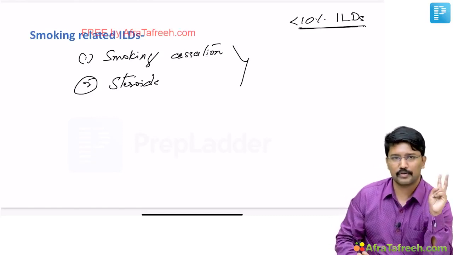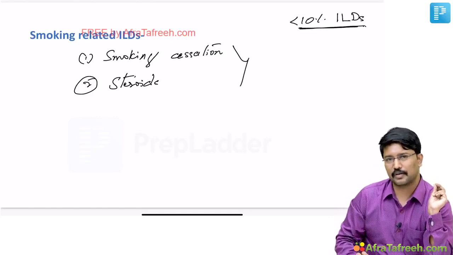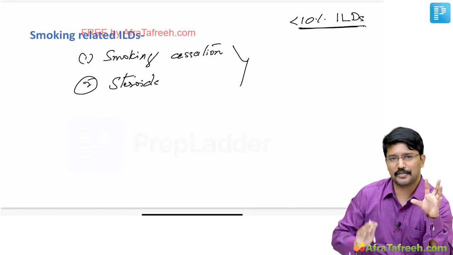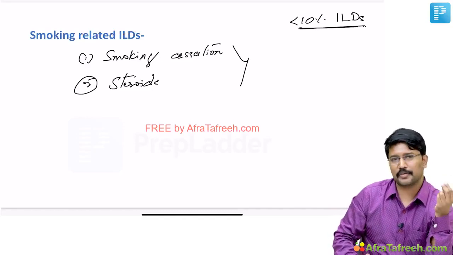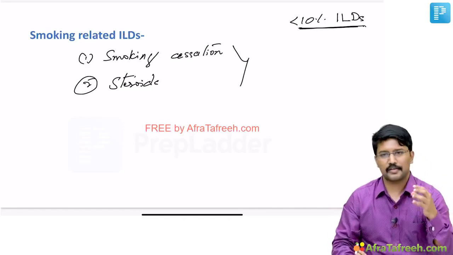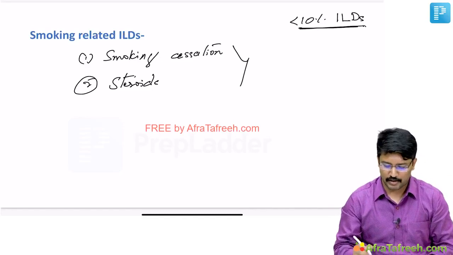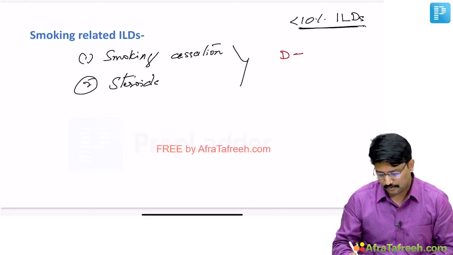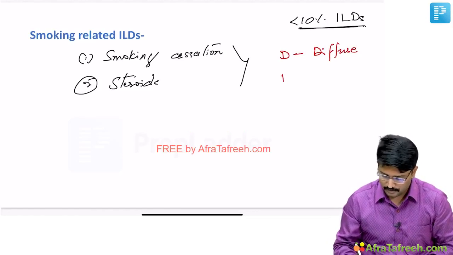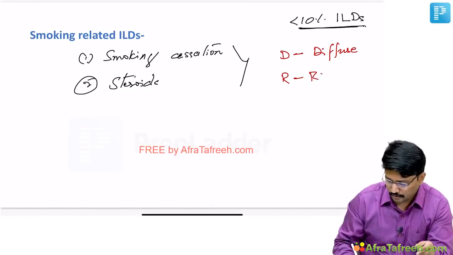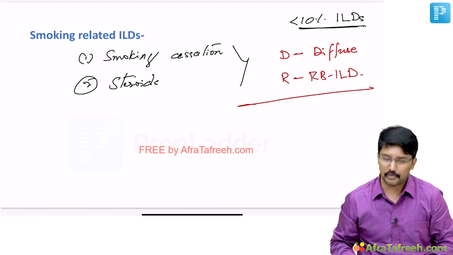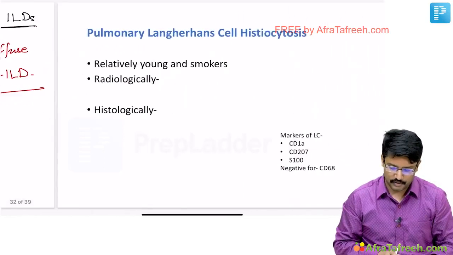Points to remember about these two: they have a similar histological hallmark or signature, but the distribution varies. It's more diffuse with desquamative interstitial pneumonia, and it is more peribronchiolar in RBILD. It's easy to remember: D for diffuse, so it's more diffuse in desquamative, and R for respiratory bronchiole, and hence it is more peribronchiolar in RBILD. They have great prognosis, they respond well to steroids, and if you quit smoking, progression significantly halts.